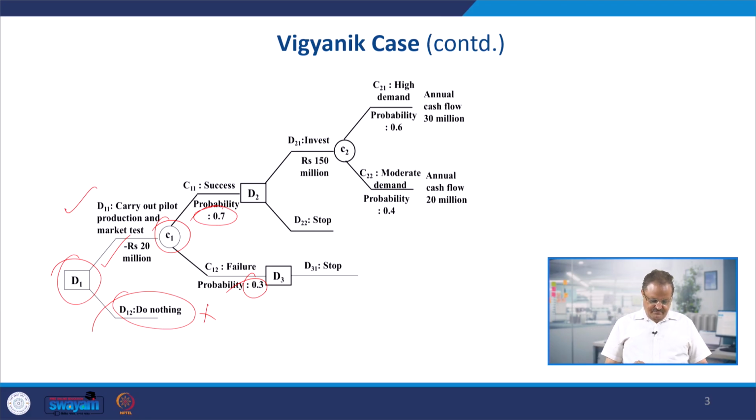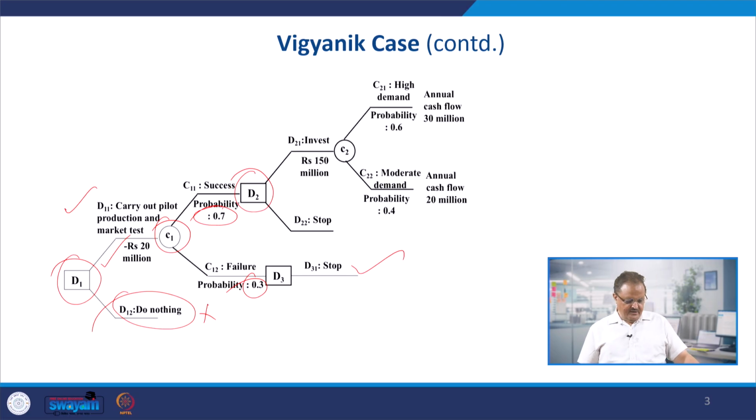If we accept the 30% probability of failure, we are going to stop here and not proceed further. But because the chances of being successful are 70%, we go with the next part, to decision level 2, that is D2.